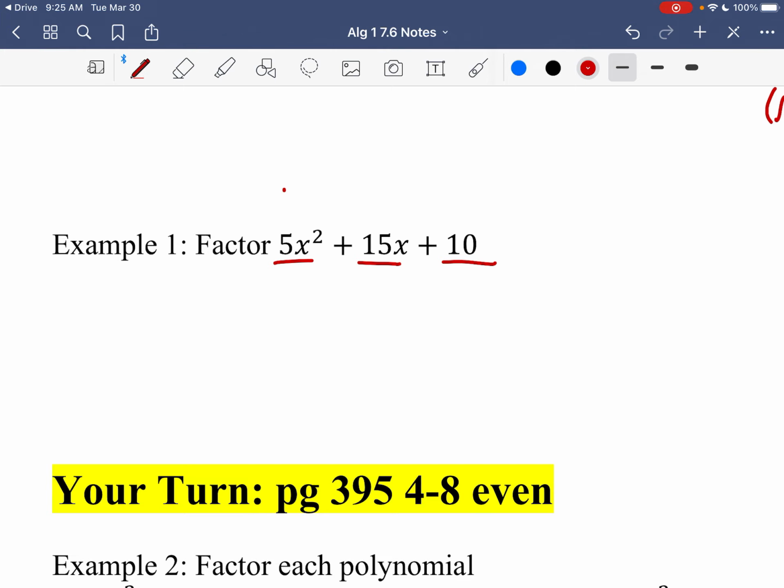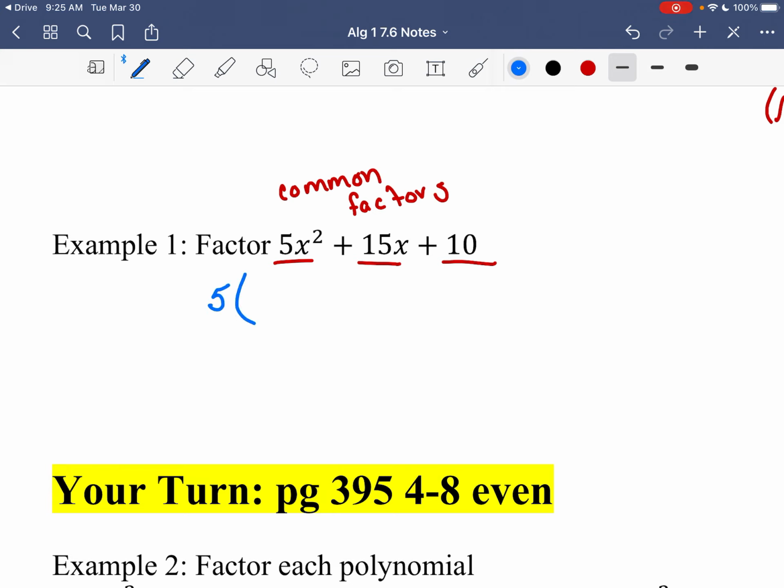I want to be looking for all common factors. So I want to be looking for if they have any common factors. First, look at the variable. Well, this has got an x to the second. That's got an x. That looks promising. This last one has no x. Since they don't all have an x, I can't factor out the x. So now I look at the numbers. We've got a 5, a 15, and a 10. I was looking for, is there any number that goes into all three of them? Yes, 5. So 5 is a common factor, so I'm going to undistribute the 5 out.